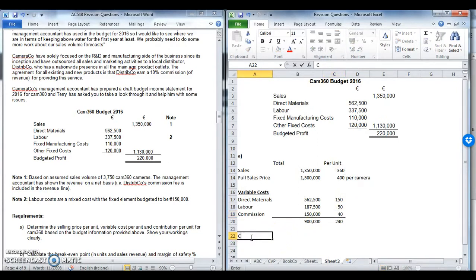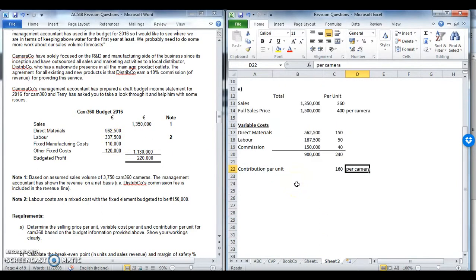So we're just trying to link back the information. So the contribution per unit then is your full sales price minus your variable cost, meaning the contribution per unit, or per camera if you want, is 160. Right? So there are two little bits there that you have to watch out for. One is to strip out the impact of the commission, which is a variable cost that should be shown separately. And the second was to identify that labour you're told is a mixed cost, and to figure out what is the variable portion and what is the fixed portion. So that is part A.